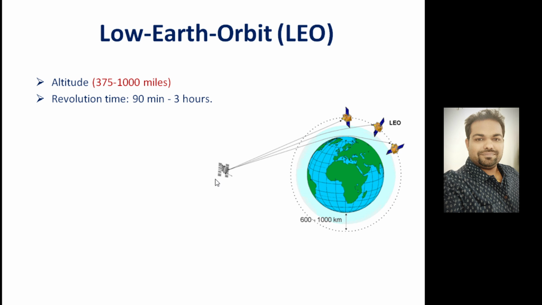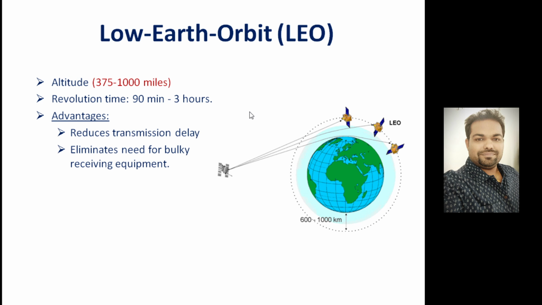The low Earth orbit is very near to the Earth's surface. This is the Earth's gravitational field, and just above that, this dotted line orbit is known as low Earth orbit. The altitude is around 375 to 1000 miles. Any satellite placed in low Earth orbit revolves around the orbit in about 90 minutes, or you can say 3 hours, because it's very close.